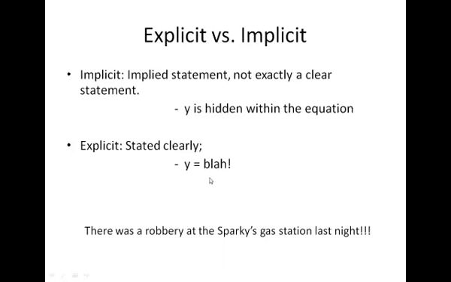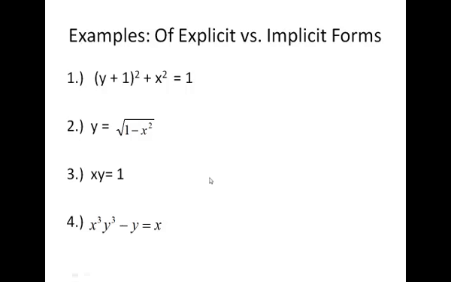Okay, so implicit versus explicit. Implicit is something that's implied. You kind of have to find the meaning. Explicit is blatant. Say it right out. So let's look at some examples of these.